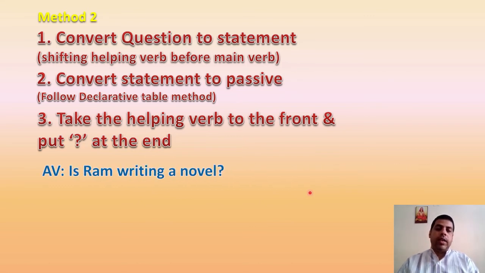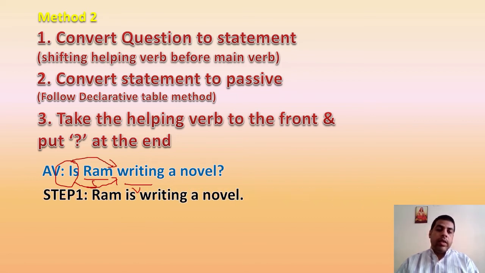Look at this example. Is Ram writing a novel? As per step 1, what we have to do is to pick this auxiliary verb that is after the subject and before the main verb. So what is the main verb? Writing. What is the subject? Ram. So in between this we have to take the auxiliary verb, right? Once we do this, the statement in front of us is: Ram is writing a novel.